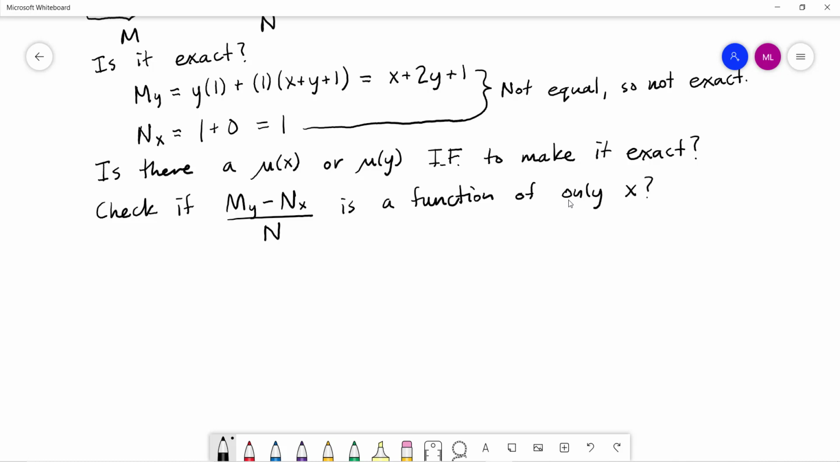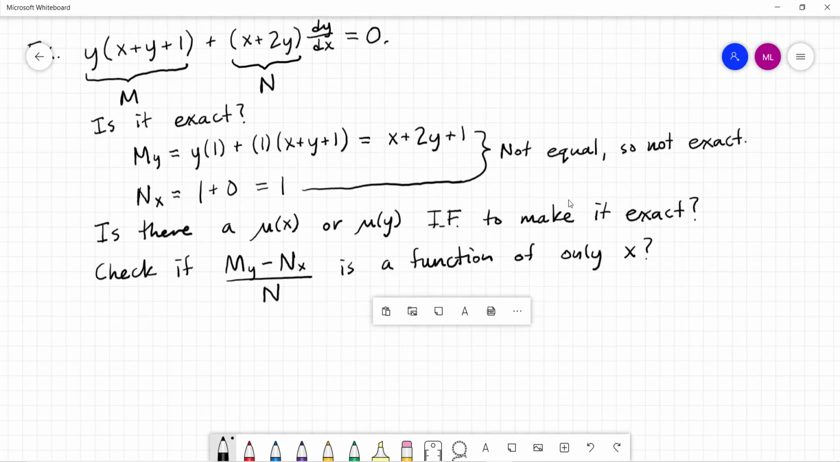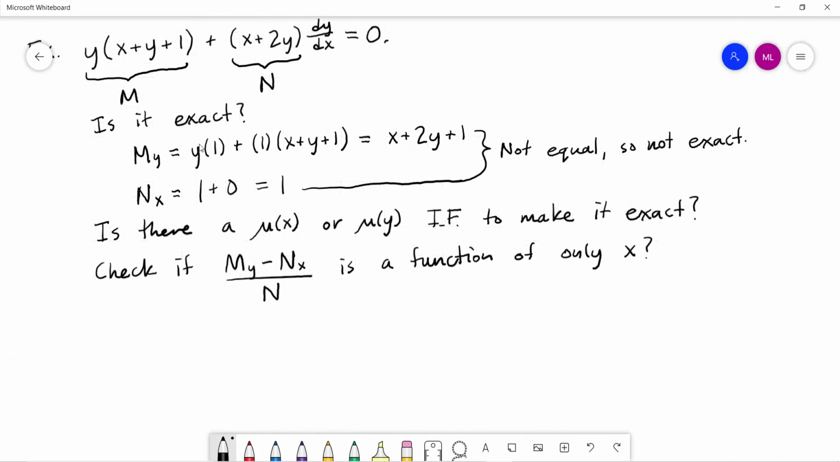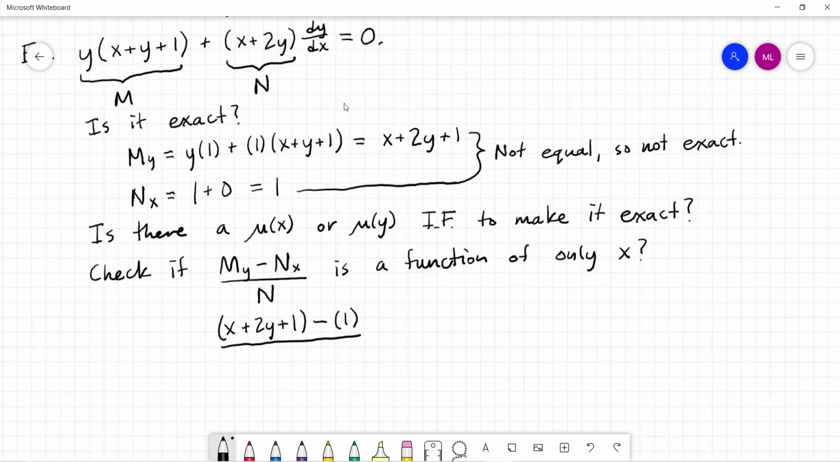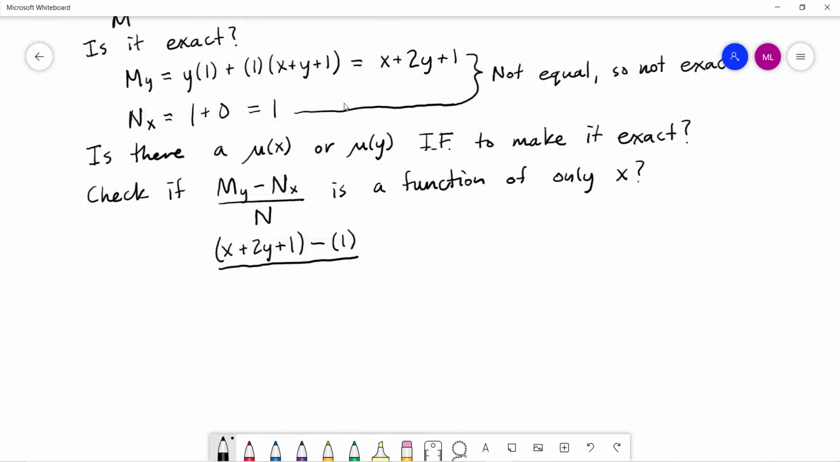Okay, so let's get it all on the screen at once so we can do this. Where's my My and my Nx? Here they are. My, we already computed. Nx, we already computed. So assuming I didn't screw those up, our numerator looks like x plus 2y plus 1 minus Nx, so minus 1. And then we divide the whole thing by N, which was x plus 2y.